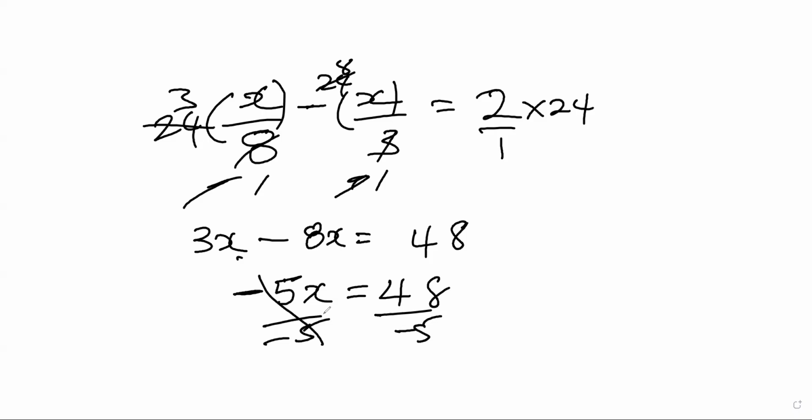So we divide through by negative 5. A positive divided by a negative is negative. 9 times 5 is 45, remainder 3 over 5, or negative 9.6.